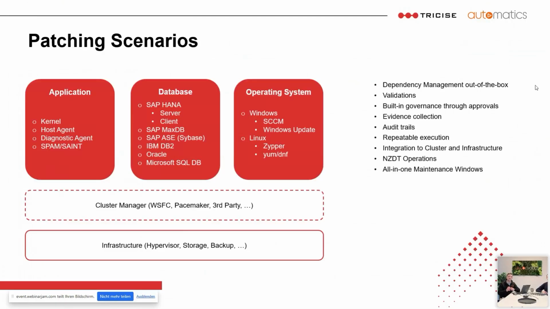So all this landscape management is done out of the box within Automatics. We have several validations in place for pre-checks of patch workflows to guarantee a very high success rate in the real-life runs. Yeah, things like built-in governance through approvals, so ticket approval steps can be implemented.